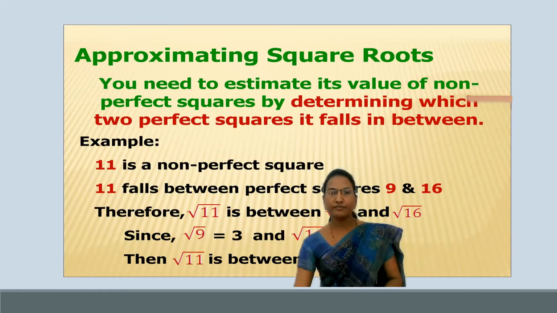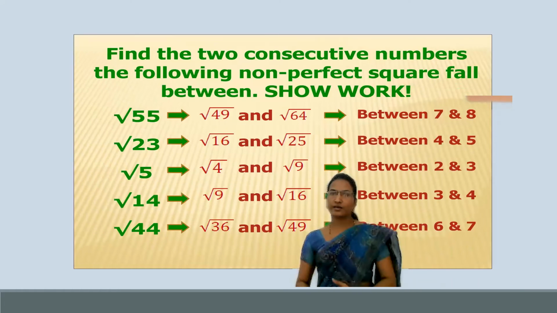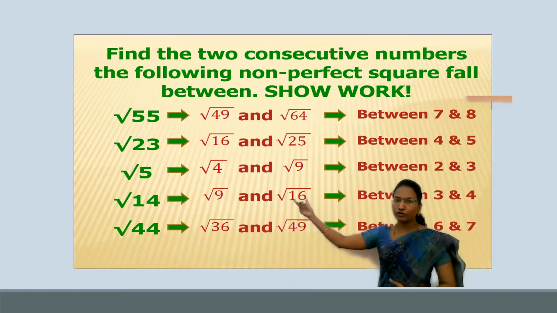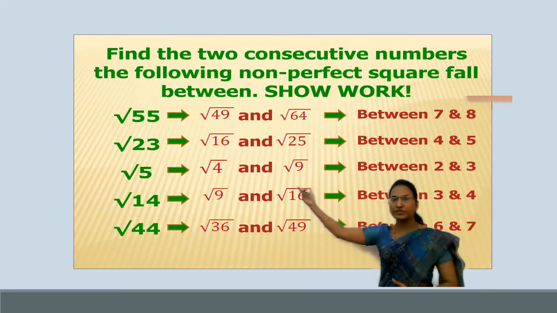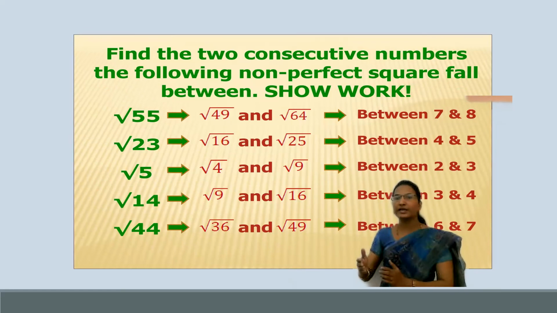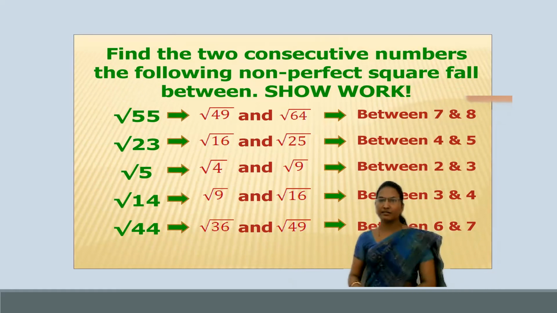In the next period, we will see the examples again. See here, the square root of 25 lies between the square root of 16 and the square root of 36. Square root of 5 lies between the square root of 4 and the square root of 9. So the square root of 5, you will get the answer in between 2 and 3. Like this, we will take examples again in the next period.